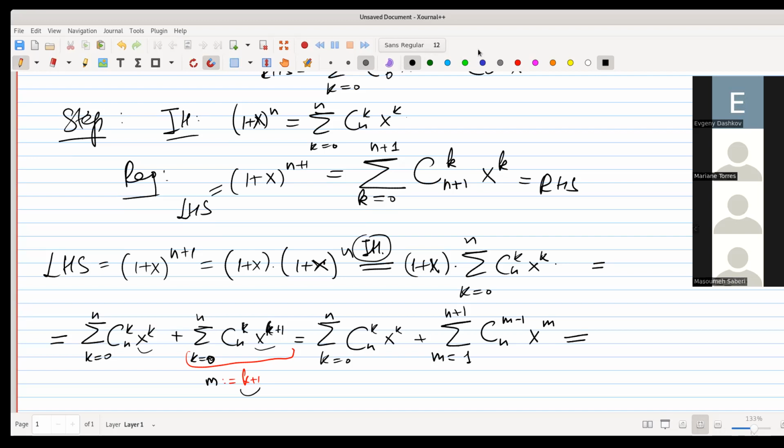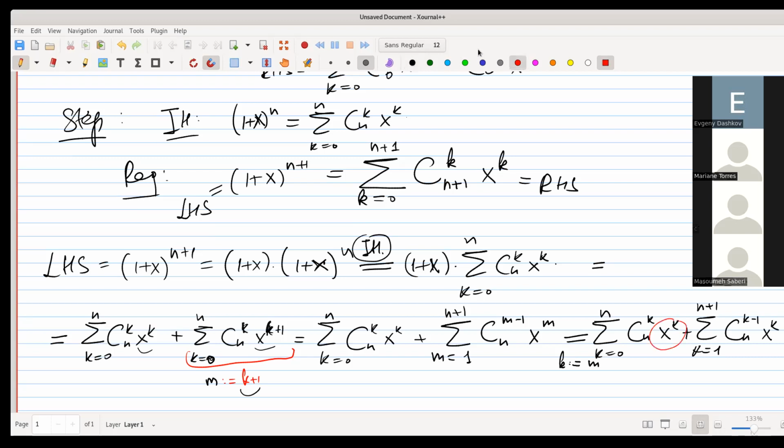Yes. Okay. But now we can rename, of course, an experienced mathematician does not need this step. We can rename m back to k. So we shall have the following sum: n choose k multiplied by x to the power k plus another sum, but here we have k ranging from 1 to n plus 1, n choose k minus 1, x to the power k. So here we have like terms.